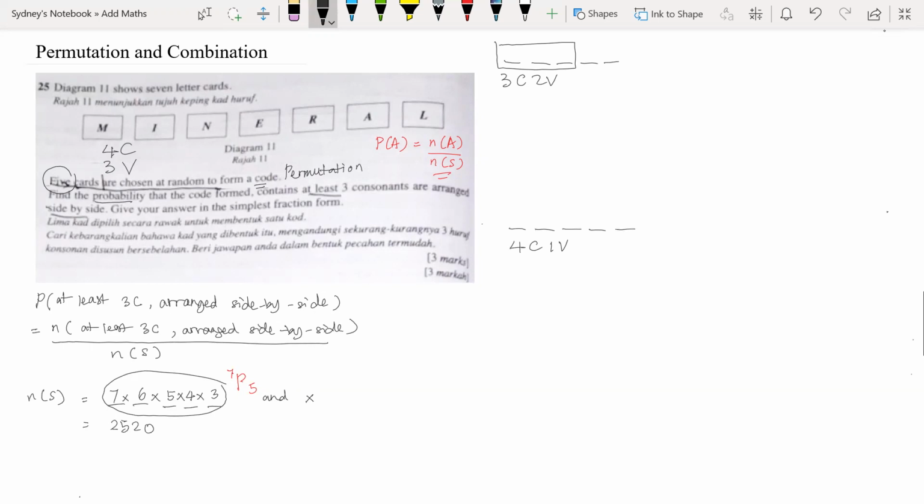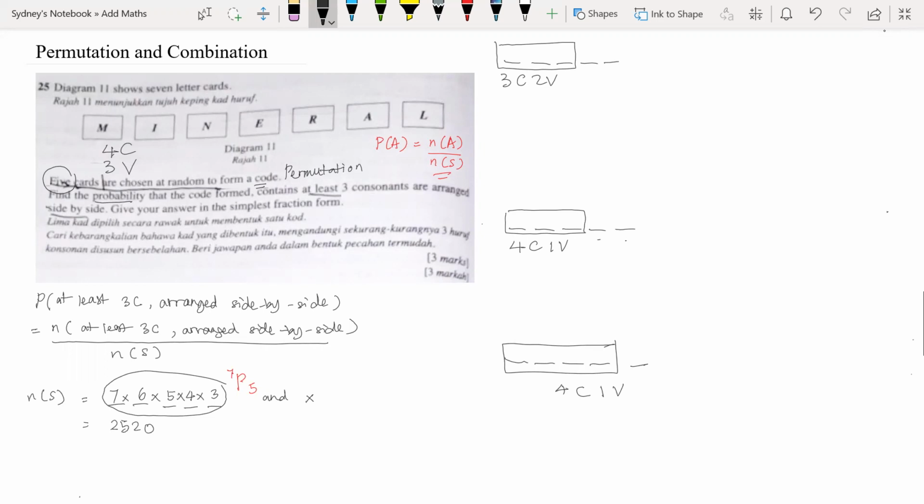Now, since it says at least 3 consonants arranged side by side, for this 5-letter code we may have 4 consonants, but only 3 of them arranged side by side, whereby the 2 remaining spaces will be filled up by the extra consonant and a vowel. And we have another scenario whereby all 4 consonants are arranged side by side, and need to be permuted with another 1 vowel.